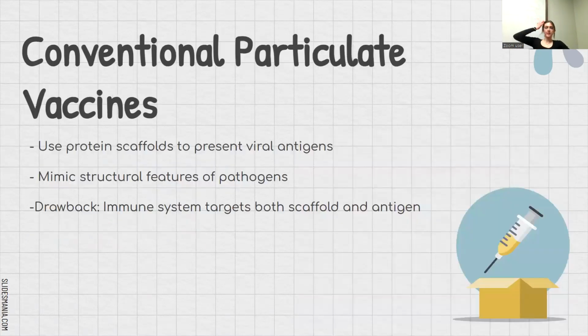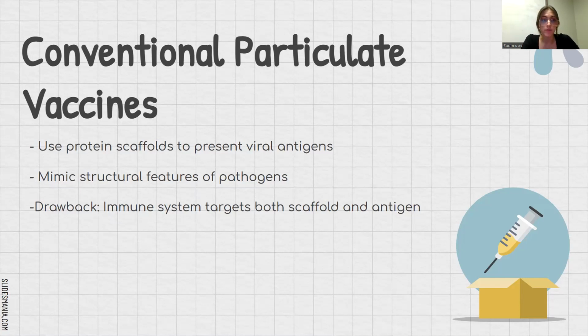So conventional particulate vaccines use protein-based scaffolds, which is different from what I talked about in the beginning. I said that I'm going to teach you about DNA-based particulate vaccines, and now I'm talking about protein ones. So basically, this is just the conventional form of it. The DNA-based scaffold is pretty new, which is why I wanted to teach you about it. I feel like it's really interesting. But I think we need to go over the conventional particulate vaccines first so that you can understand it a little bit better.